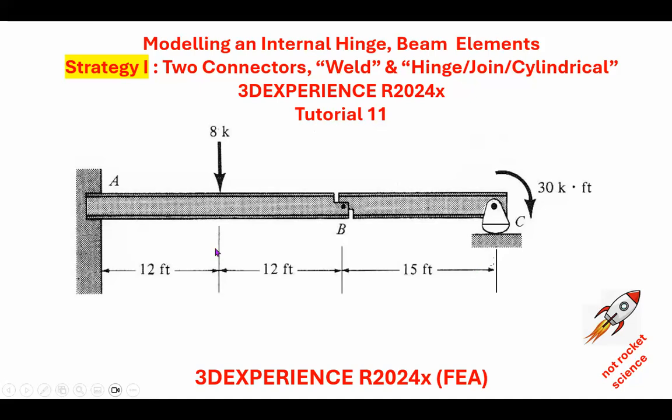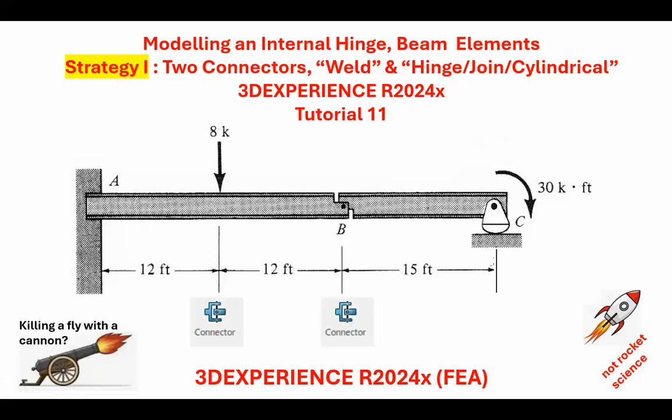We have a structure here, clamped at this end, roller on that side, and there is an internal hinge here. What I did in tutorial 10, I made a single line here and a single line there. Now I'm going to make two lines, one here, one there, left one, right one, or the middle one and the right one, and then create a connector between these two because of the internal hinge, which is going to be welded as if essentially there's no hinge there.